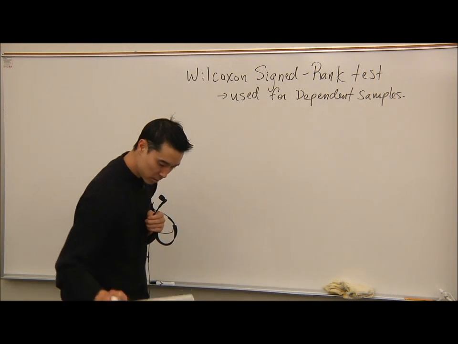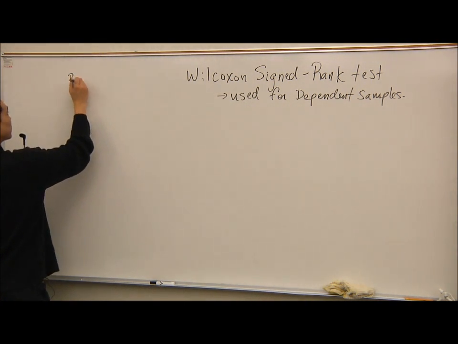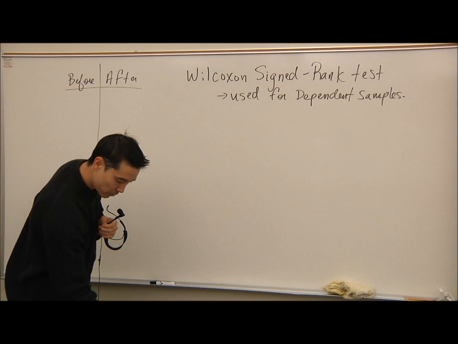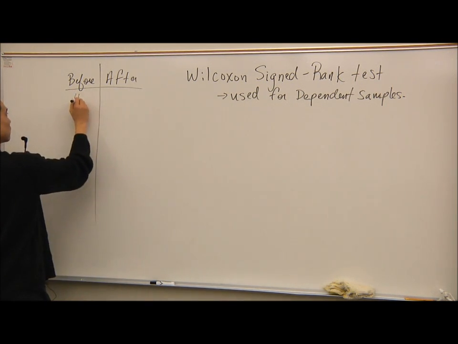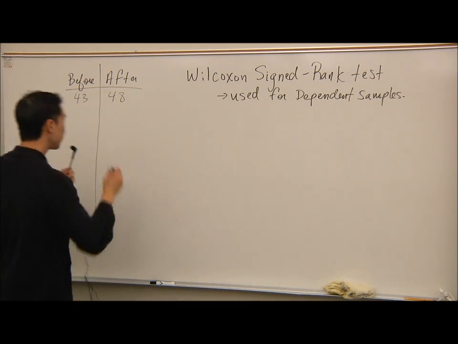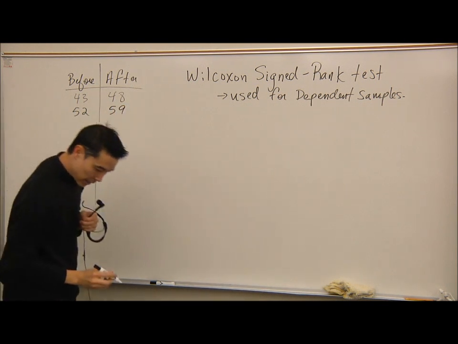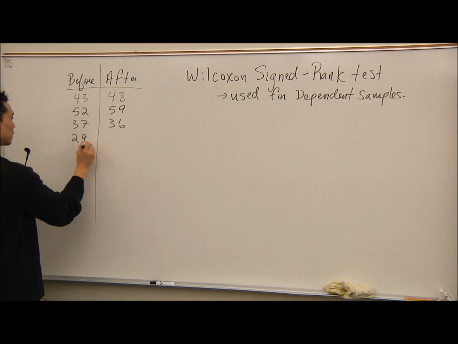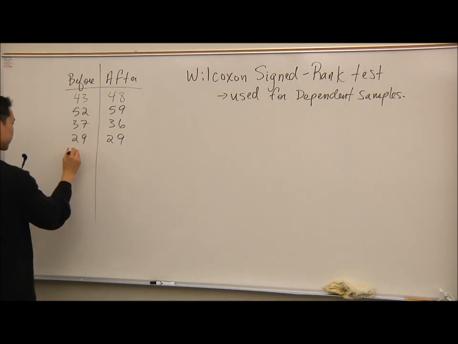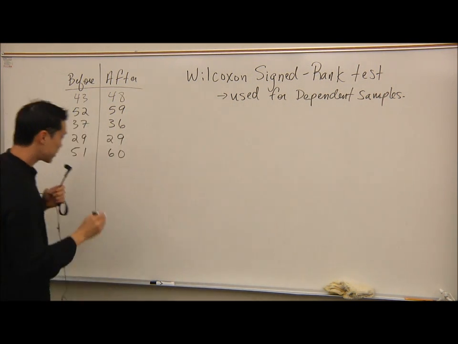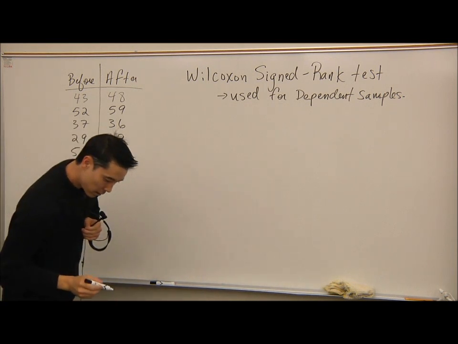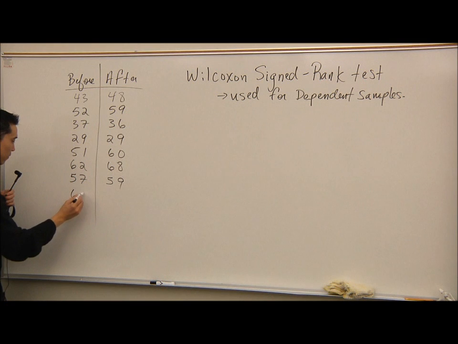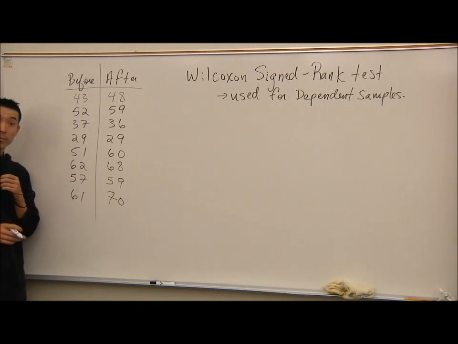We have before scores and after scores. So let me just write these down on marital compatibility. Okay, so it's pretty obvious a before and after. So the first couple went from 43 to 48 on the scores. Then 52 to 59 for the second couple. 37 to 36. 29. No change for that one. 51 to 60. 62 to 68. 57 to 59. And 61 to 70. Okay, so we have 8 couples.